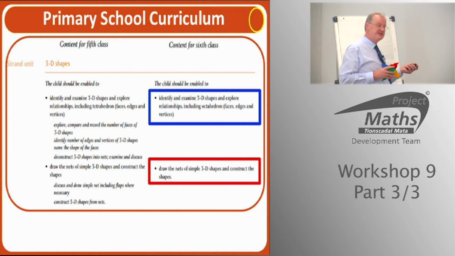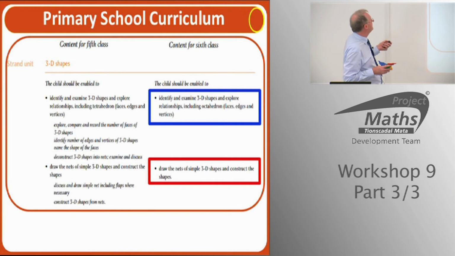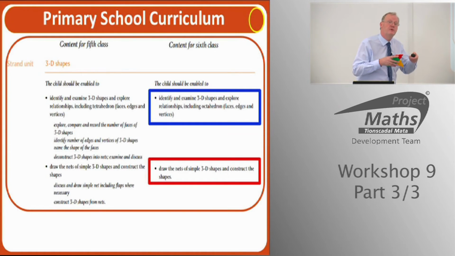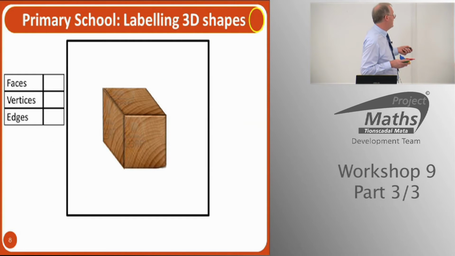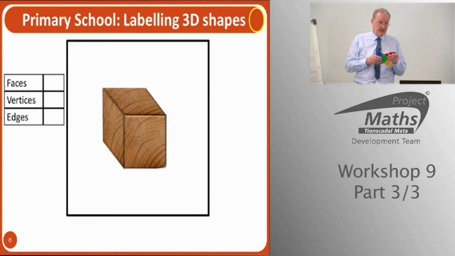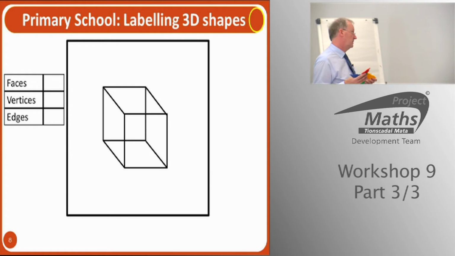There's the primary school syllabus, and I'm just pointing out that it does mention in 5th class 3D shapes, including tetrahedrons, faces, edges and vertices. So they should be coming in with the right language and vocabulary. Identify the number of edges, vertices and faces. Deconstruct shapes into nets. Draw nets. Construct the shape. So there is a lot of prior knowledge that they are supposed to have, but we need to check all that out.